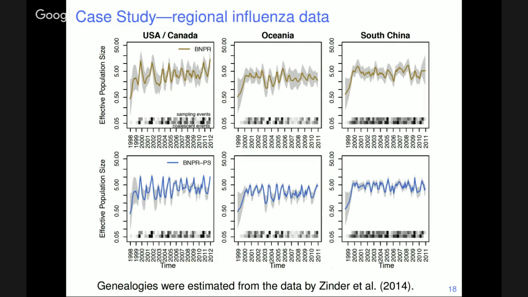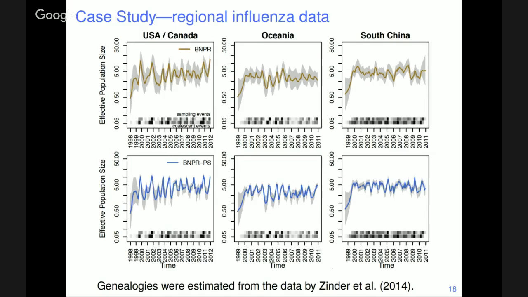I'm going to show you, so this is looking at different regions. So USA, Canada, it's a similar region to what we looked at in the previous slide, but we also looked at multiple others. I'm just showing 3 of them. The table on the next slide will have more of them. But you can see a similar picture, that there's more periodicity inferred with the preferential sampling.